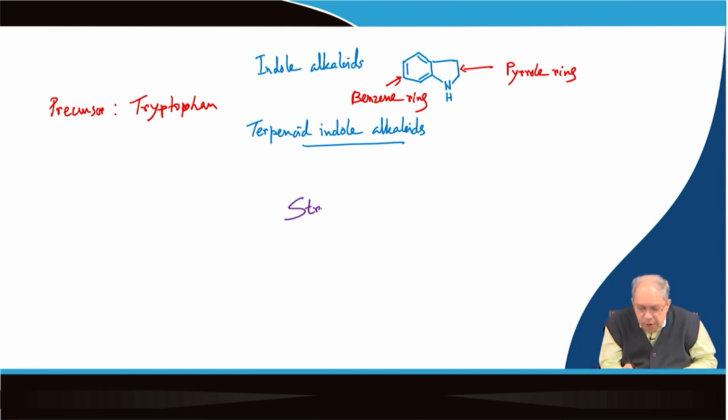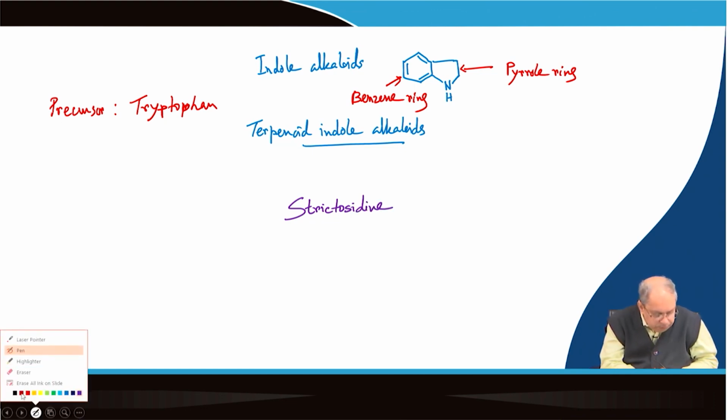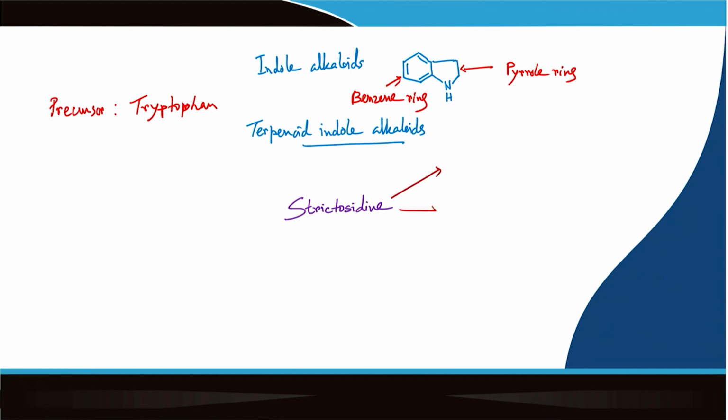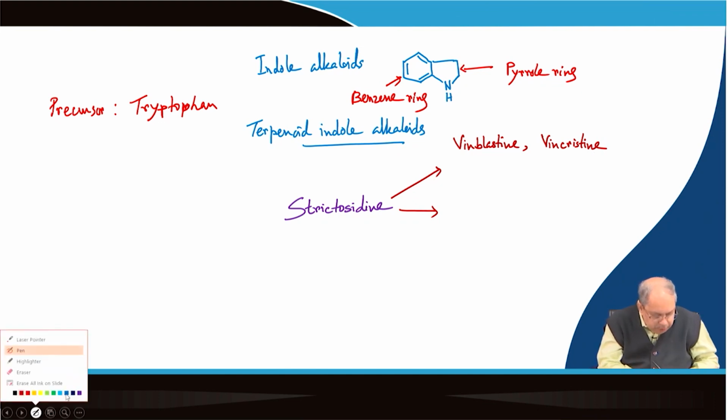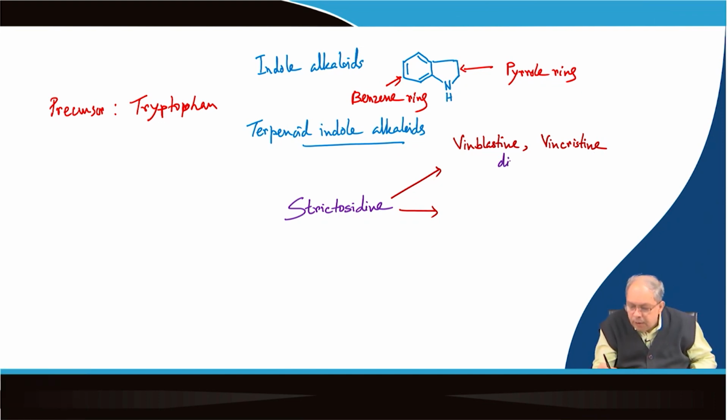So, the major important intermediate, which is a very active compound, is called strictosidine. So, from strictosidine different alkaloid pathways emerge. For example, the well known vinblastine and vincristine. These are called dimeric indole alkaloids. Dimeric means that two monomers are there.